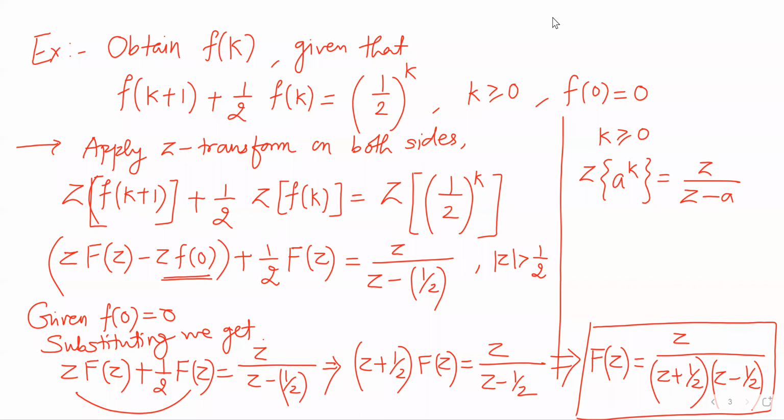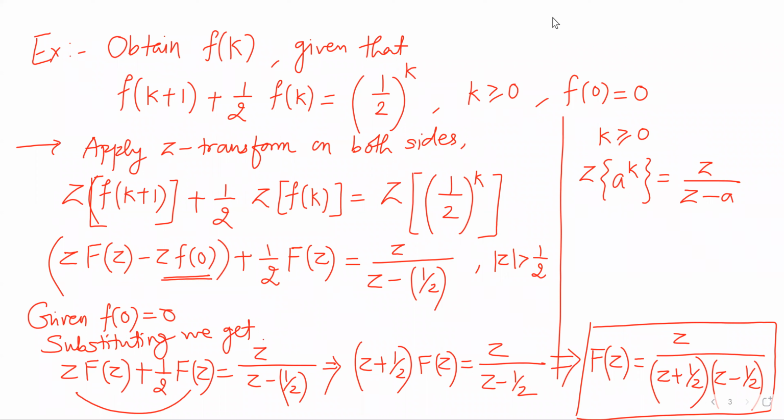So the first thing is you find F(z). That is our first task. Once we do that, what we have to do is operate the inverse z transform. Now apply the inverse z transform. Up to this, everyone has understood. Are you all following this?